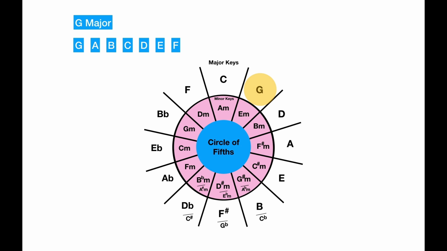Well, G is to the right of the circle, so it's going to have sharps in it. We know the C doesn't have any sharps or flats in it. And then as we move around the circle clockwise, we add a sharp to each note. So because we're on a G, we know that the G major scale will have 1 sharp in it.